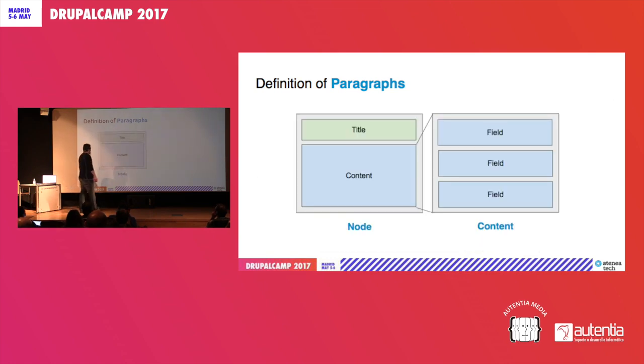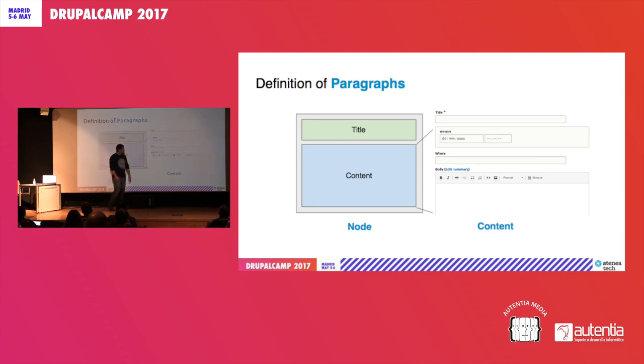So let's imagine that we have a content type. Normally what we have is a title and content. In the content, we have different fields: field 1, field 2, field 3. Here is an example. We can imagine that we have an agenda and an event, like today in the business day, with the title and then different fields: when, where, and a body field, where we can describe the event.